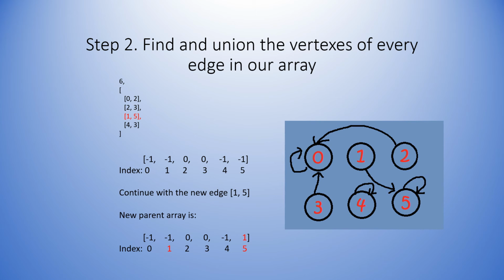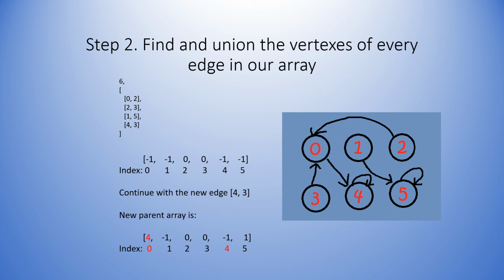Let's continue with the next edge. The parent node of 5 now becomes 1. And finally, the last one. The parent node of 0 now becomes 4.